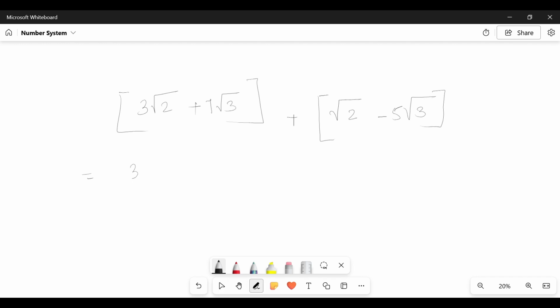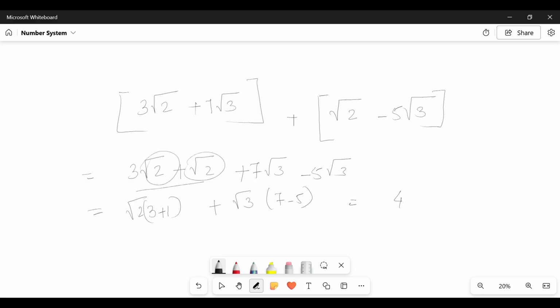We can open the brackets and arrange it sequentially to make it simpler for us to factorize. Now since these two have a common factor of square root of 2, we can say 3 plus 1 after we take root 2 as common. Now we can take square root of 3 as common, and we can say this is 7 minus 5. So the final output would be 4 root 2 plus 2 root 3.